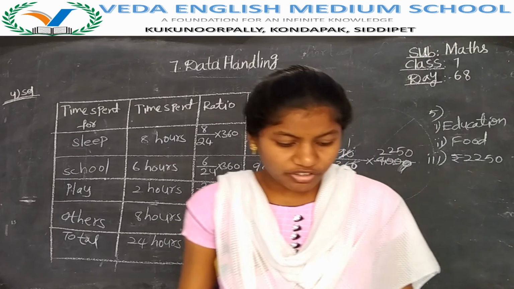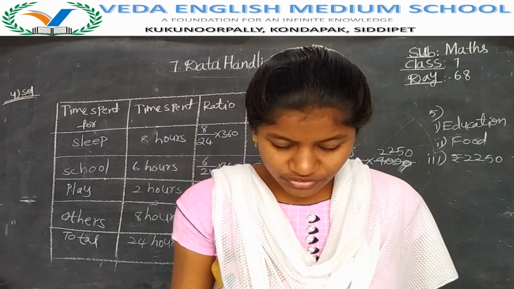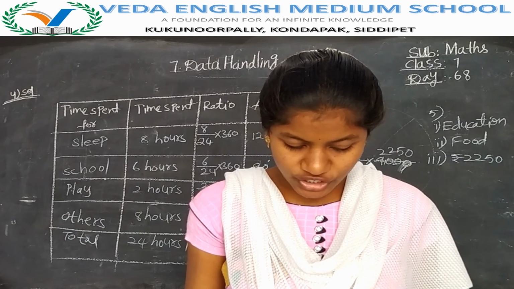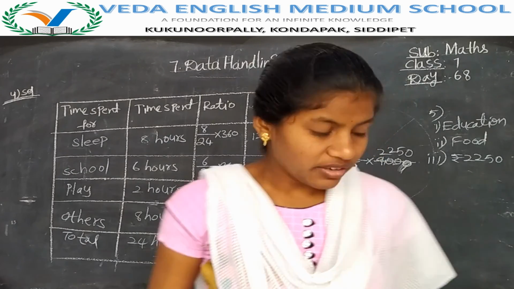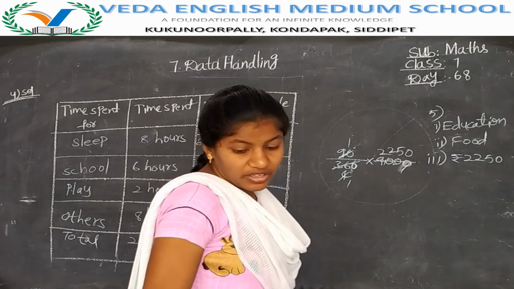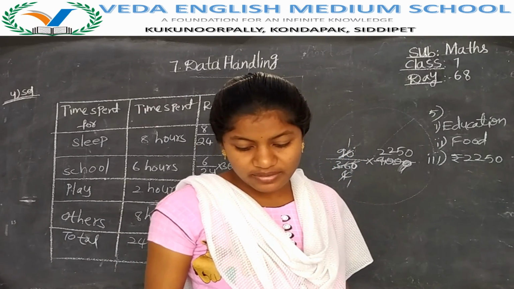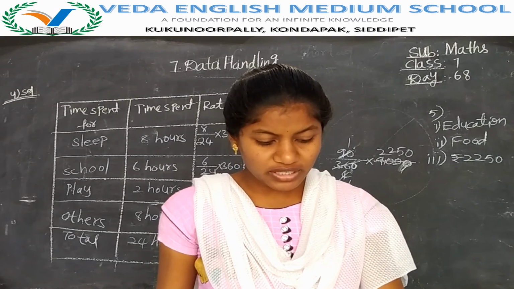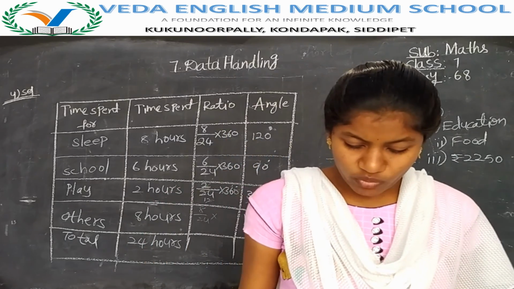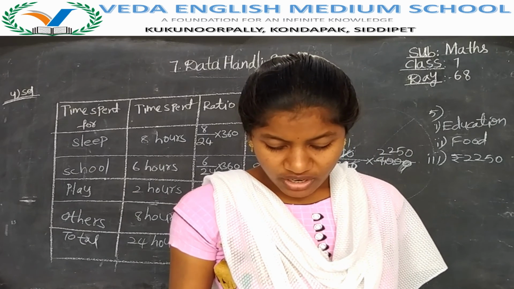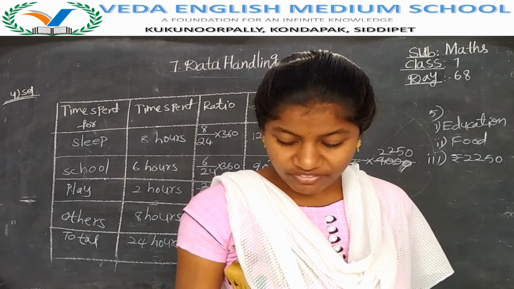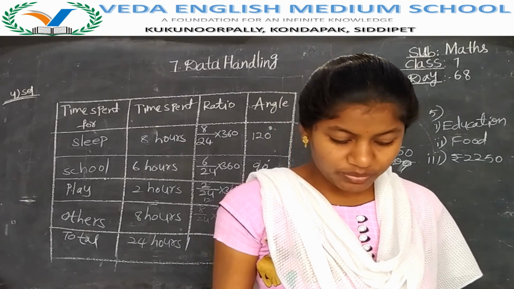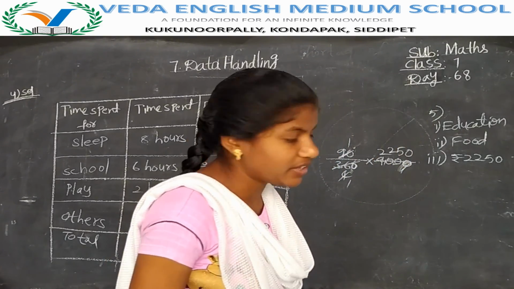Next, the last question. If the expenditure on food is 3,000, what is the expenditure on education of the children? If the expenditure on food is 3,000 rupees, then what is the expenditure on education of the children? For education, how many degrees is it? Food is 120 degrees. So by using that 120 here we have to find.